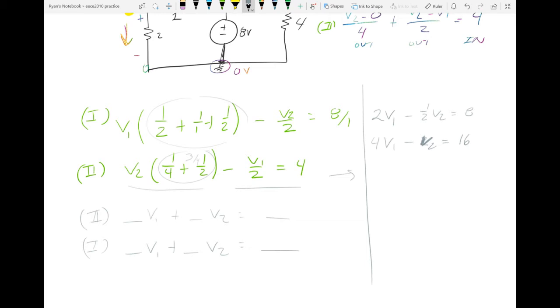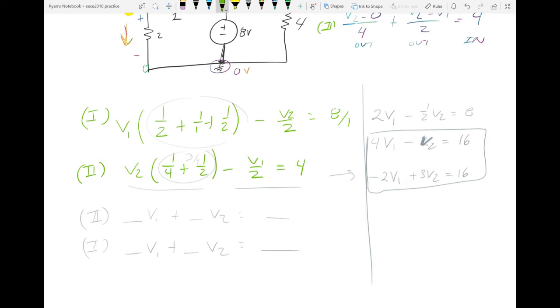3 quarters in here. So I'm going to multiply everything by 4, and so I get minus 2v1 plus 3v2 is also equal to 16. Okay. Now, these are my two equations, right? I need to solve these for v1 and v2. One thing you do not want to do is say, oh look, they're both 16, set them equal. That's not good, right? Because you're going to end up with two variables in one equation.